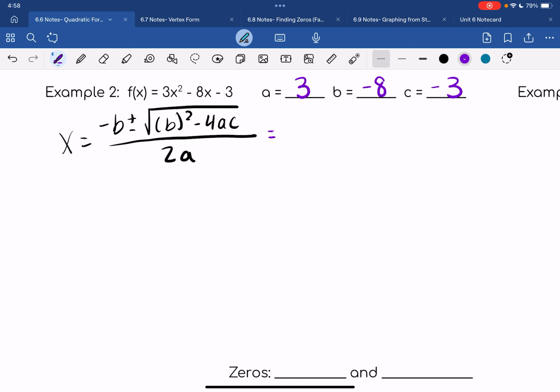Okay, so on the top of my fraction, I have -b. Well, -8 is actually +8. So -b in this problem is actually going to be -8 and become +8. Plus or minus the big long square root, b squared, that'll be -8 squared, minus 4.